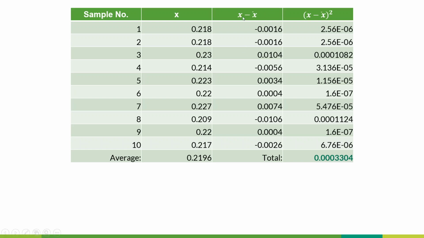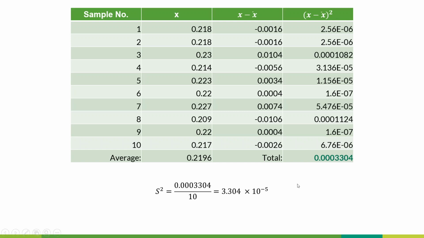Then I calculate x minus x bar. That is 0.218 minus 0.2196, which gives me minus 0.0016. So similarly, I calculate x minus x bar for all the 10 samples. Then I am squaring this value, which is (x minus x bar) the whole square, and then I am adding all of this up. So this will be equal to the summation of i equal to 1 to n, (x minus x bar) the whole square. So I have calculated x, x bar, and then (x minus x bar) the whole square for each of the samples, and then added all of it.